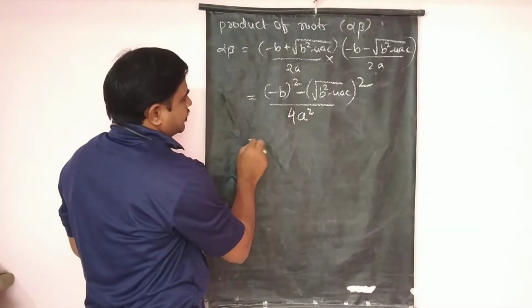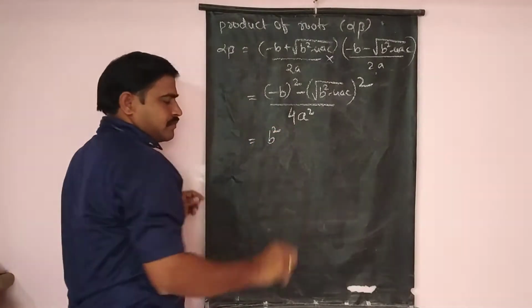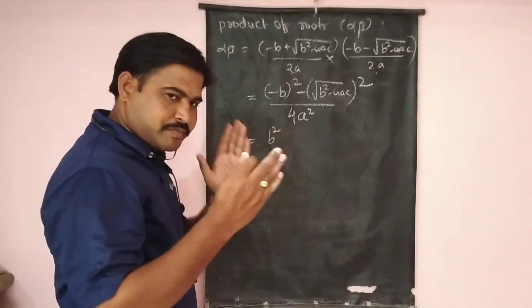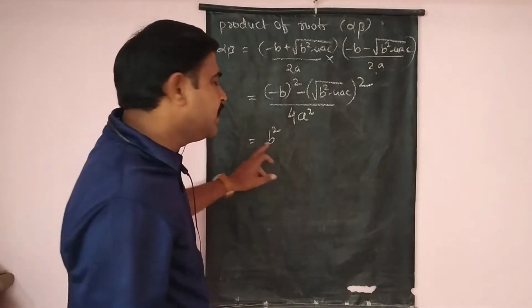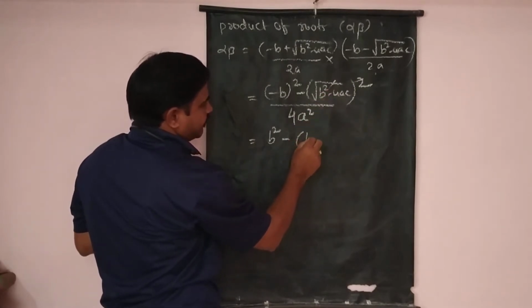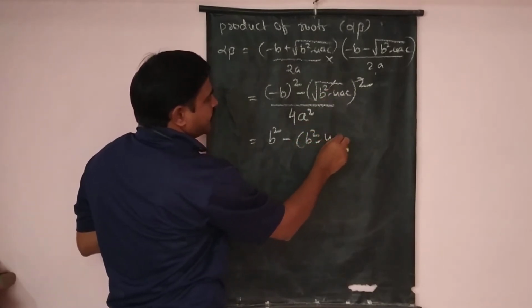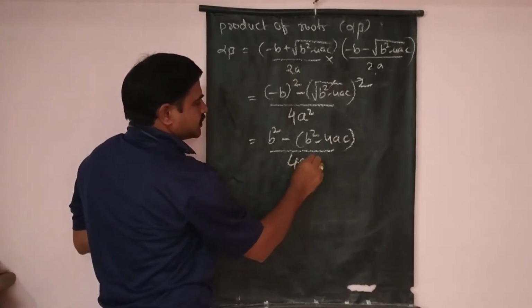In the numerator, minus b whole square is plus b square only. Minus b into minus b: minus into minus is plus, b into b is b square. Then minus the square root term squared, which leaves b square minus 4ac, so the expression is b square minus (b square minus 4ac) divided by 4a square.